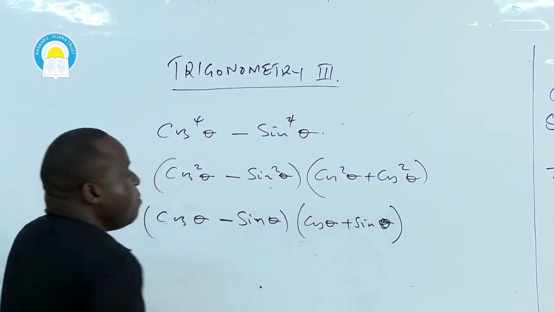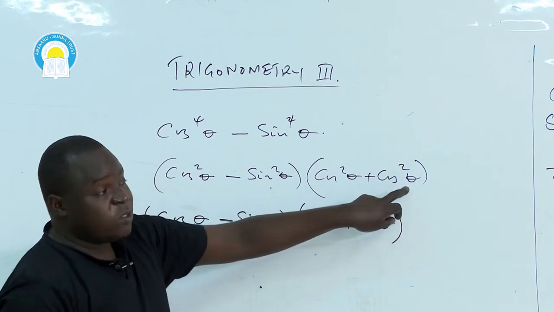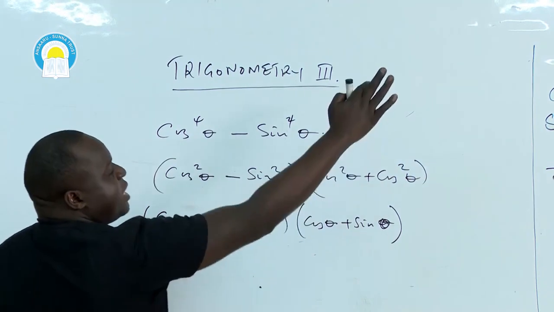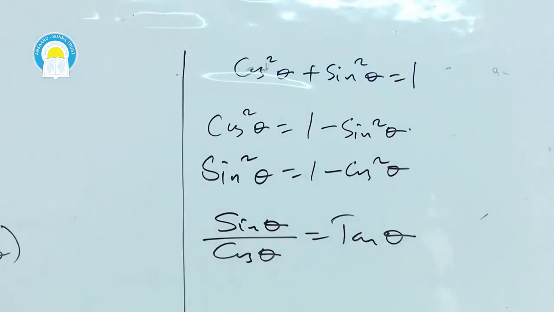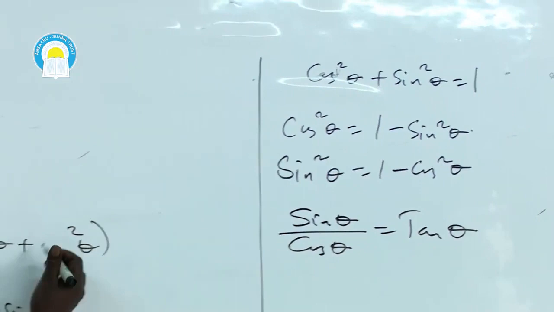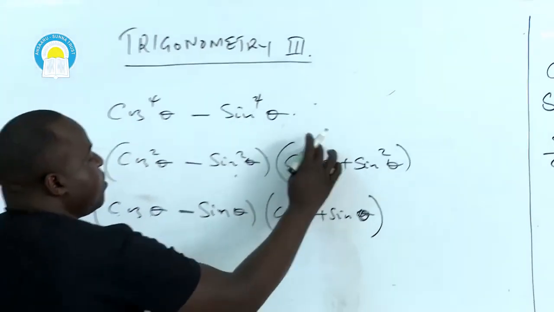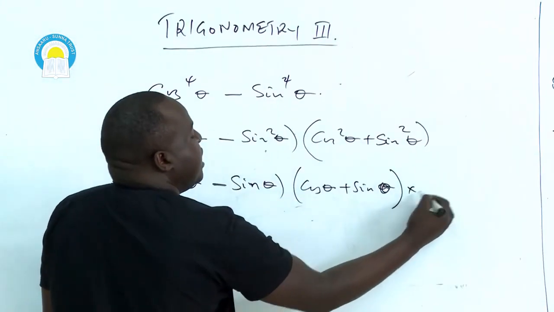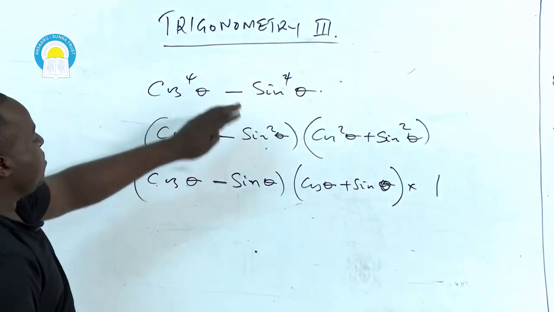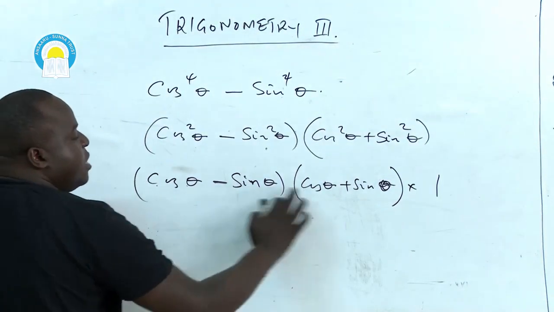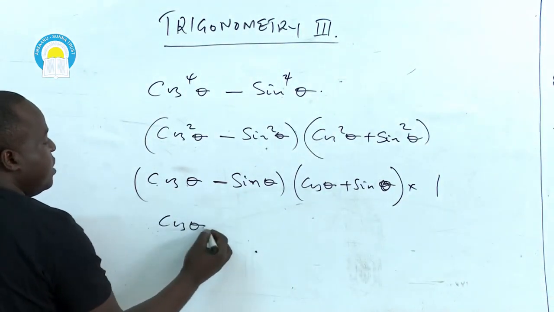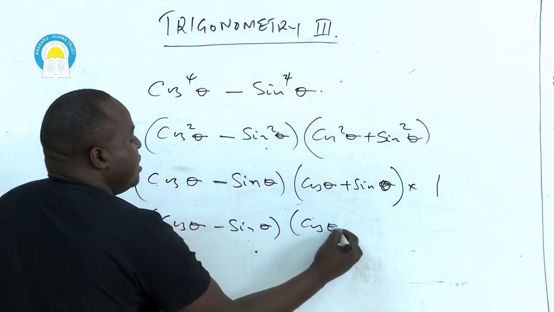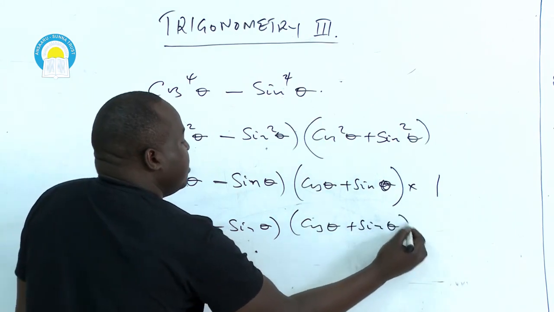But then this statement here is not a difference of two squares. But based on what I had explained in the first relation, cos squared theta plus sine squared theta is the same as 1. So this statement here is just 1. So when you simplify this, it will end up being cos theta minus sine theta, cos theta plus sine theta. That is it.